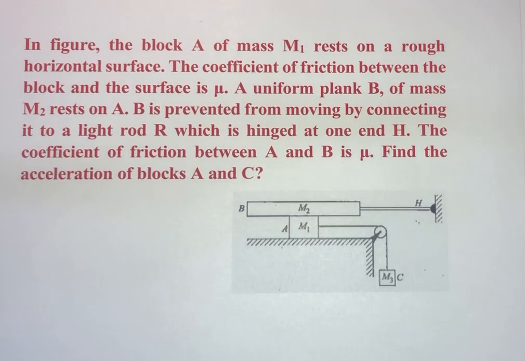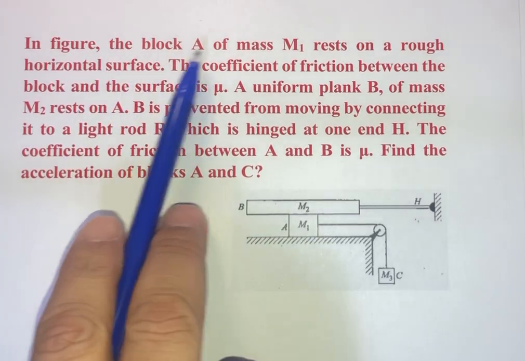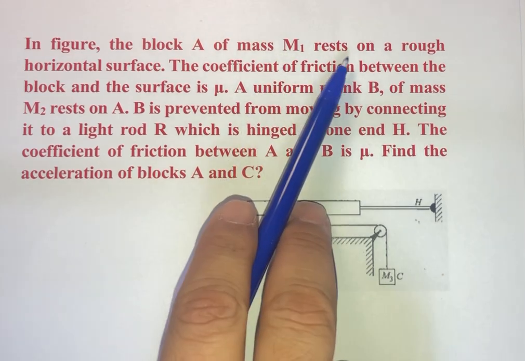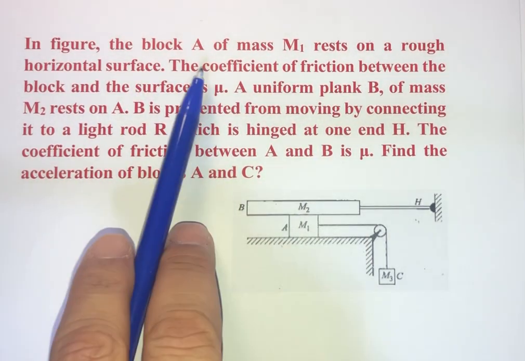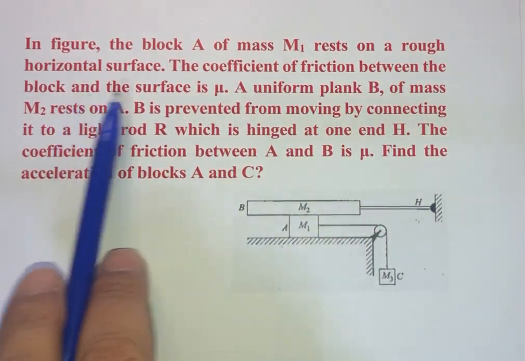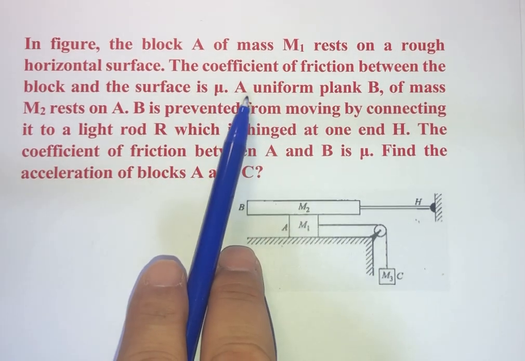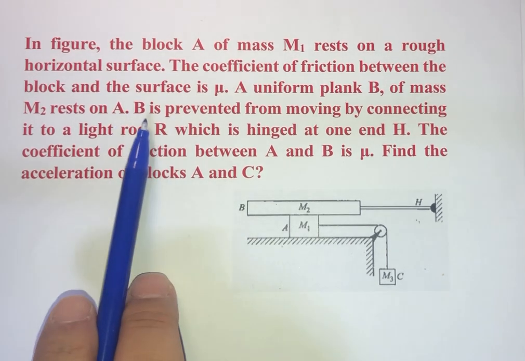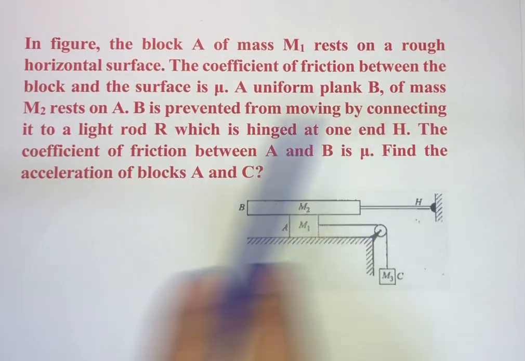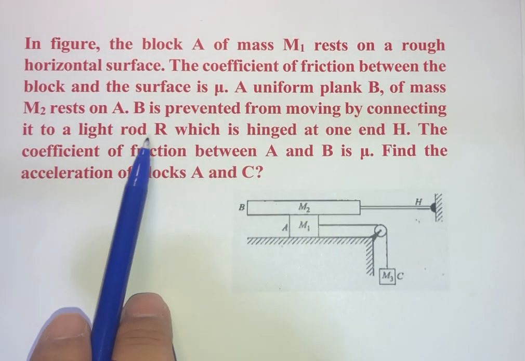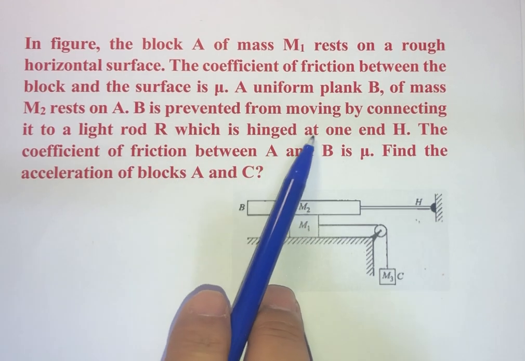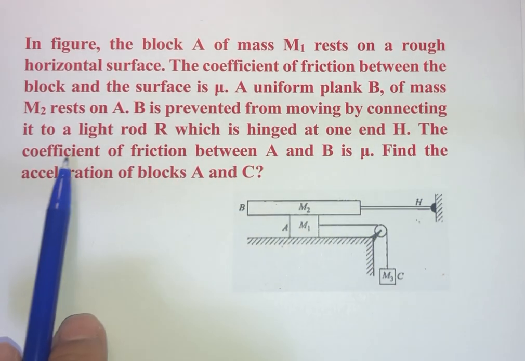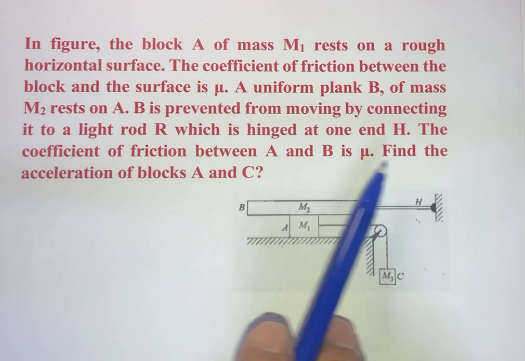Hello friends, today's question. In the figure, the block A of mass m1 rests on a rough horizontal surface. The coefficient of friction between the block and the surface is mu. A uniform plank B of mass m2 rests on A. B is prevented from moving by connecting it to a light rod R which is hinged at one end H. The coefficient of friction between A and B is mu.